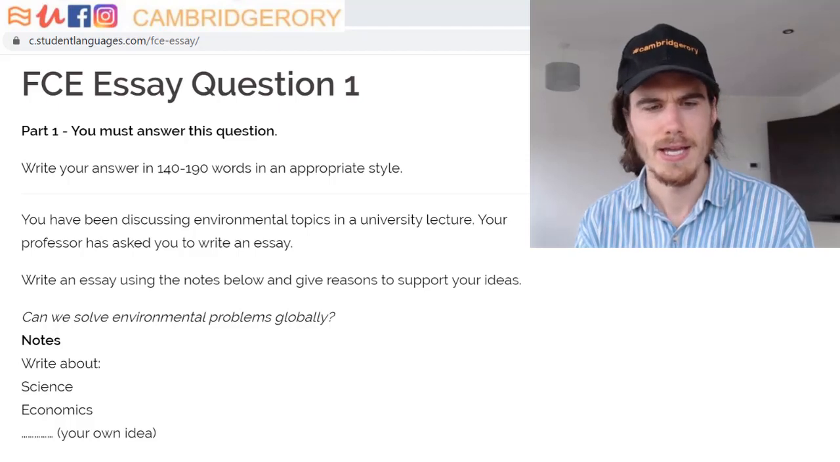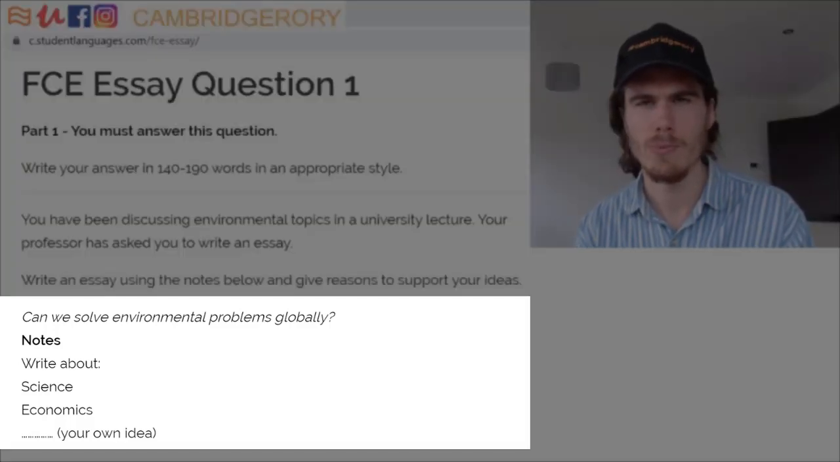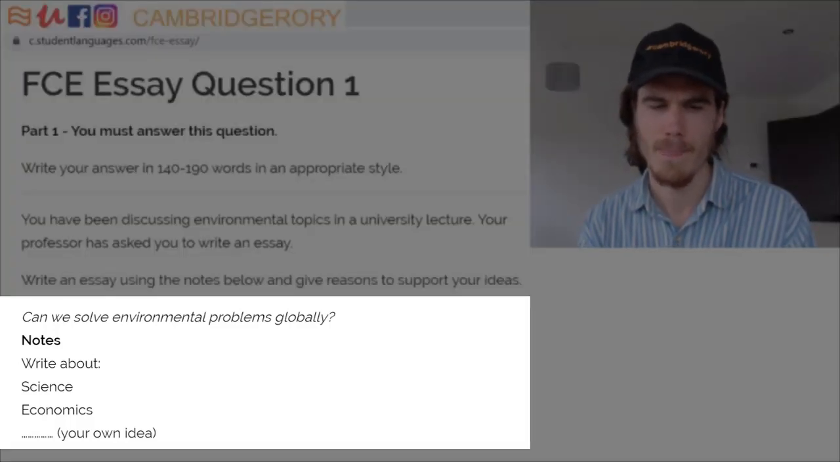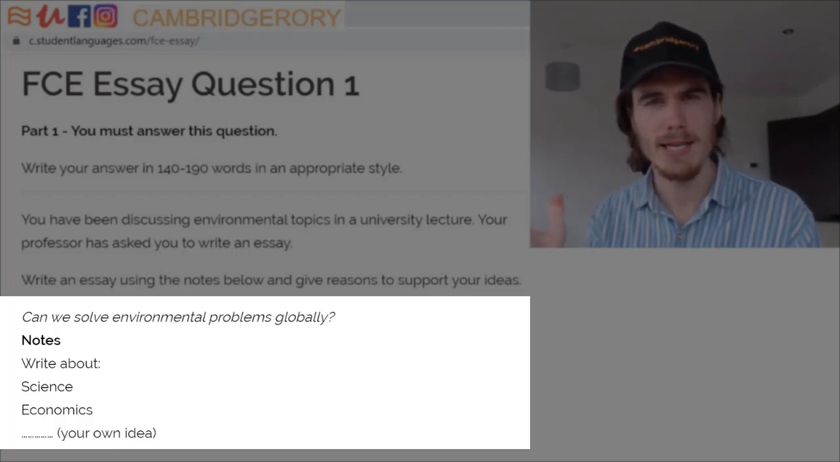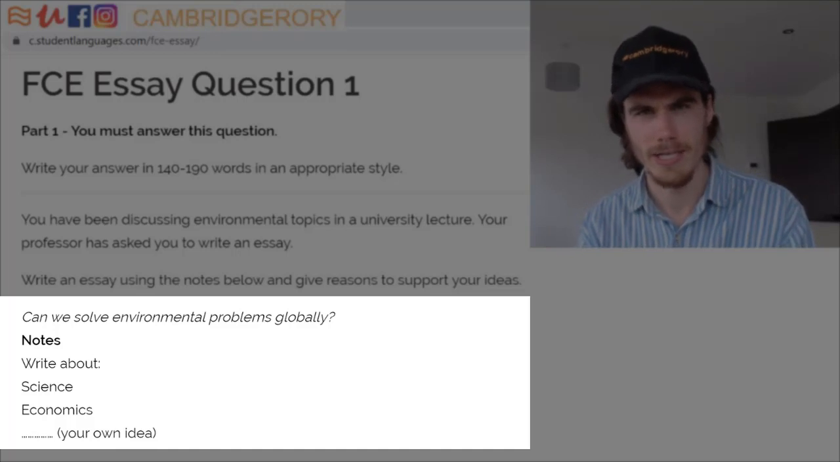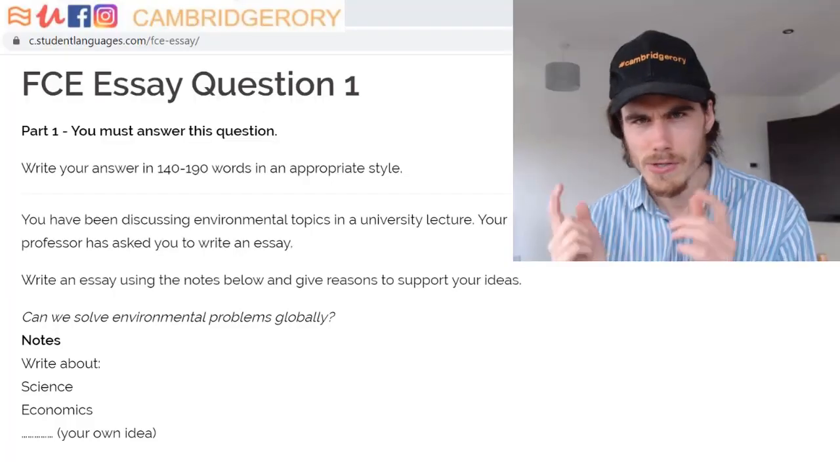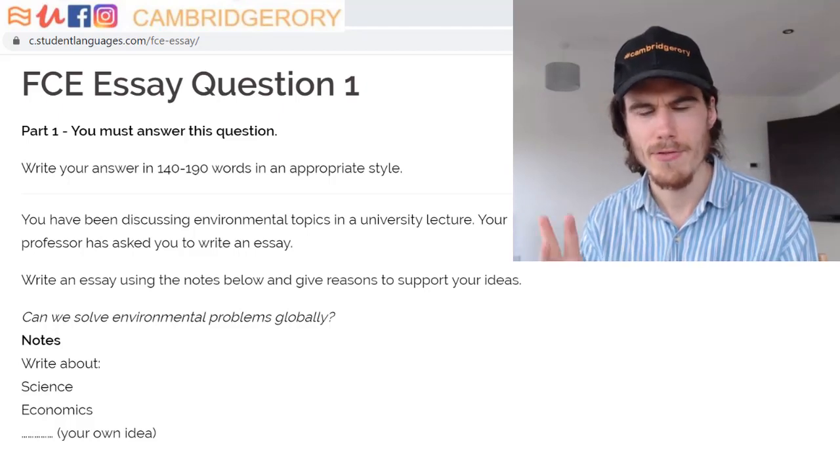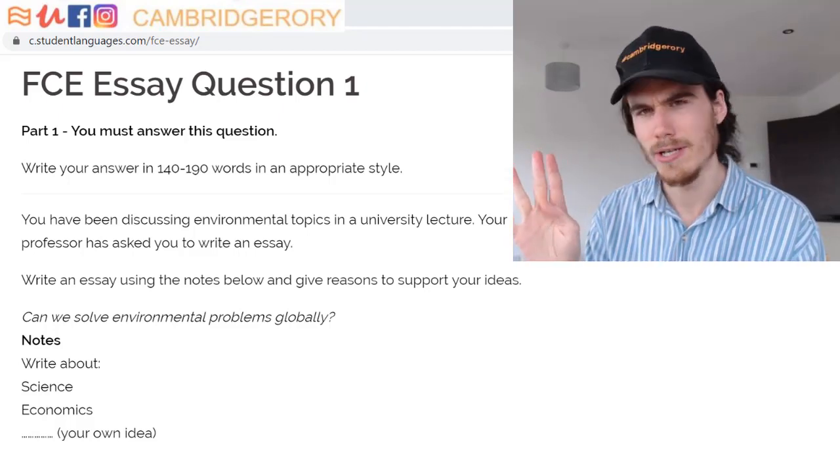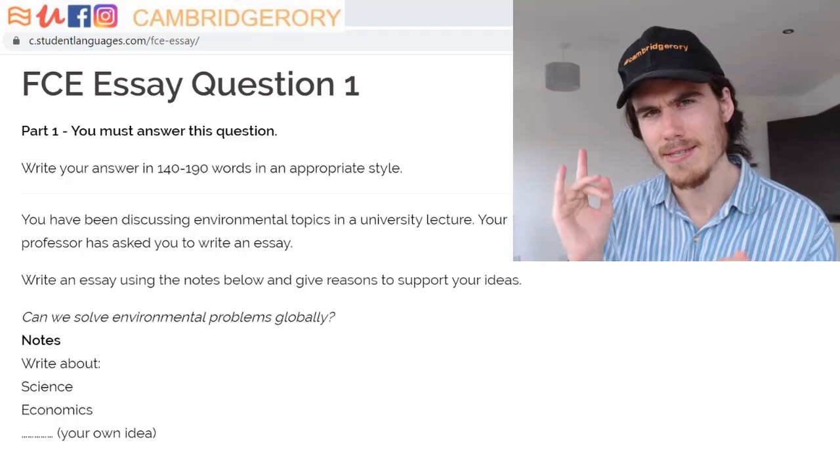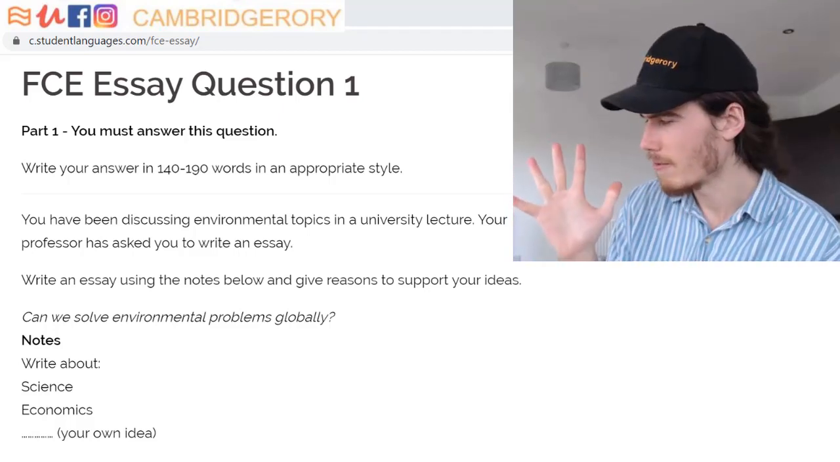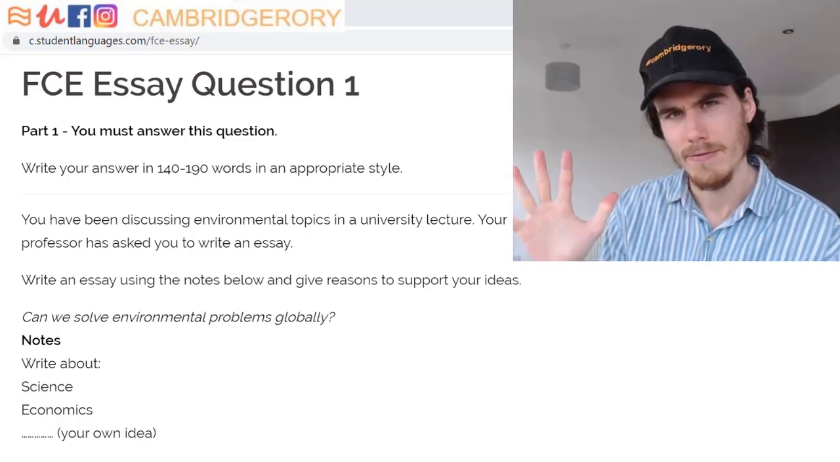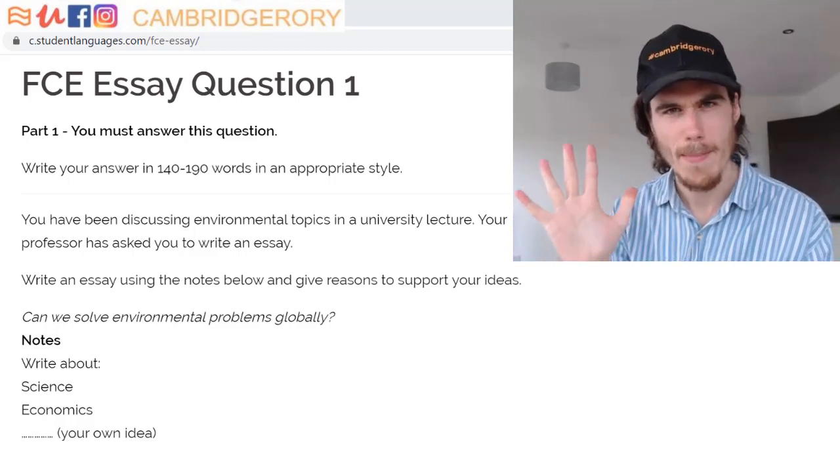The question is: can we solve environmental problems globally? And the notes you need to write about are science, economics, and your own idea. So immediately, in my mind, we have the question, and then we have three notes. With an introduction and a conclusion, that means that you should write how many paragraphs? 5. 5 paragraphs.